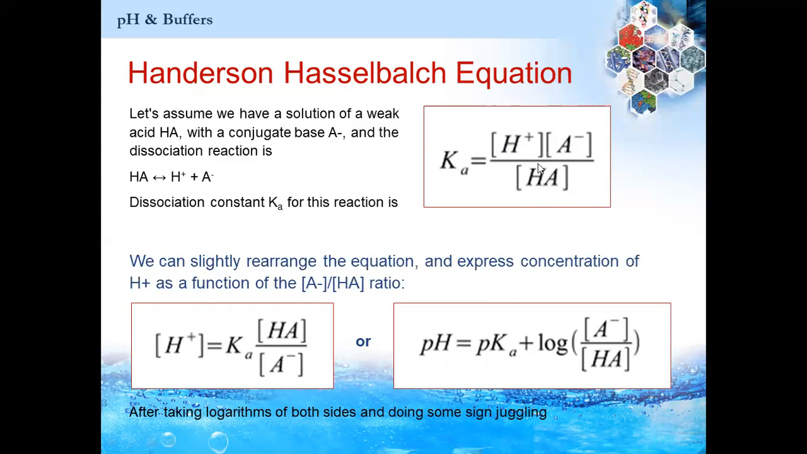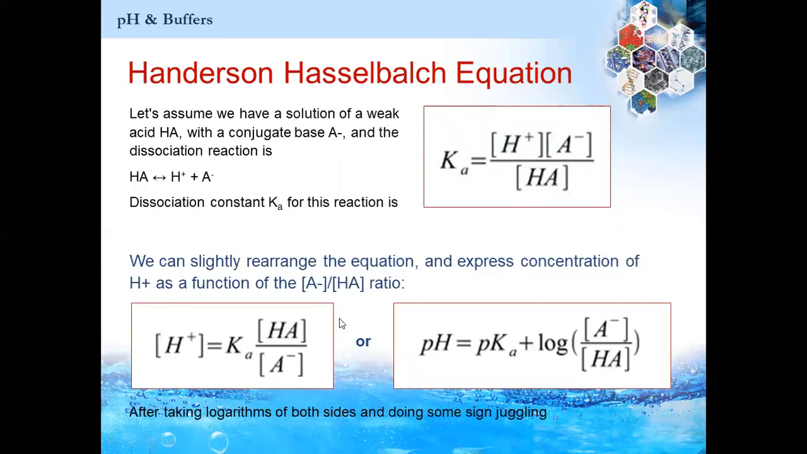When we slightly rearrange this equation and express the concentration of H plus as a function of the A minus by HA ratio, we are simply rearranging the above equation and expressing it in terms of H plus. So when I bring H plus to the left hand side, Ka goes to the right hand side, and HA, which is in the denominator position, goes to the numerator. A minus, which is in the numerator, comes to the denominator position. It is just the same equation but expressed in terms of H plus.